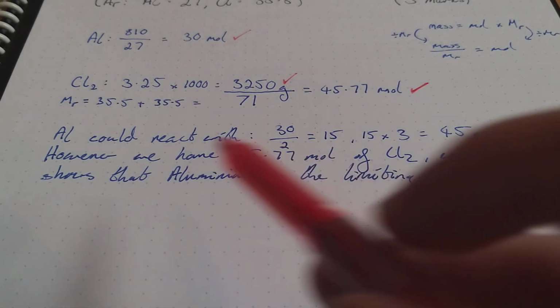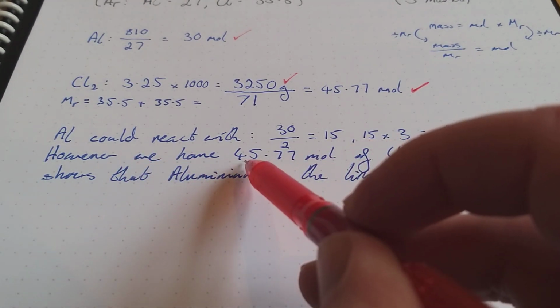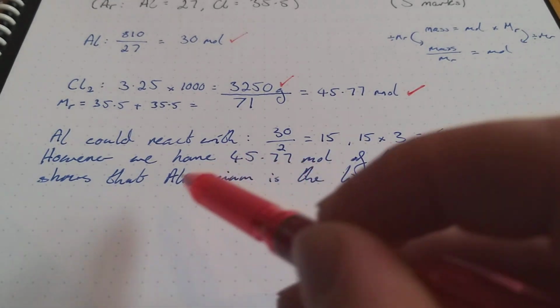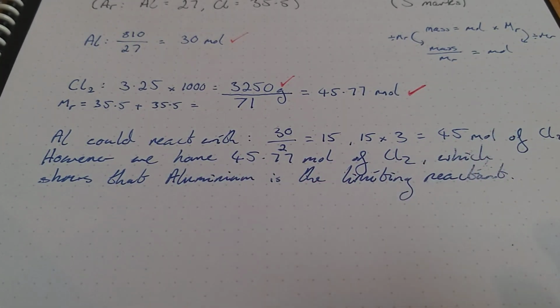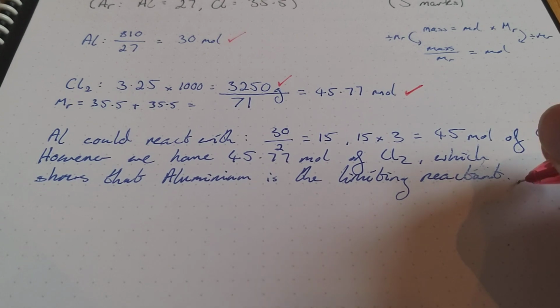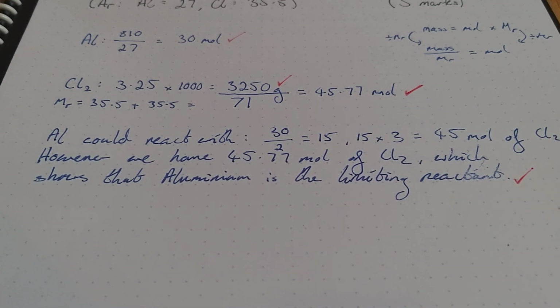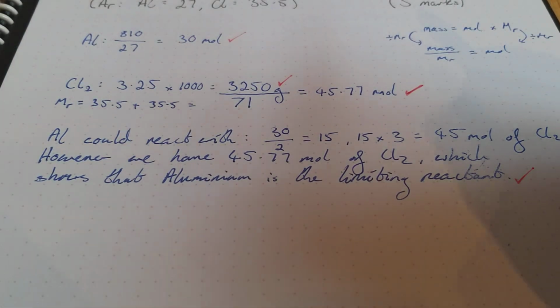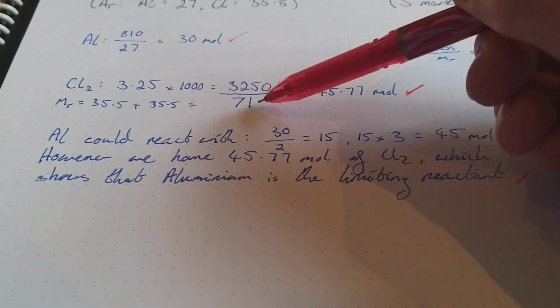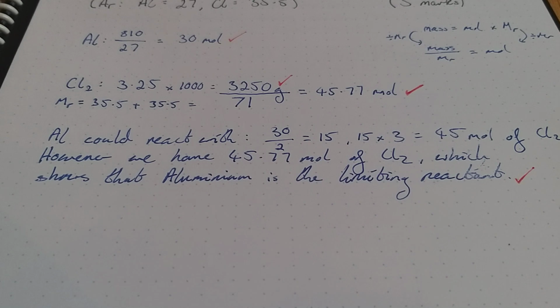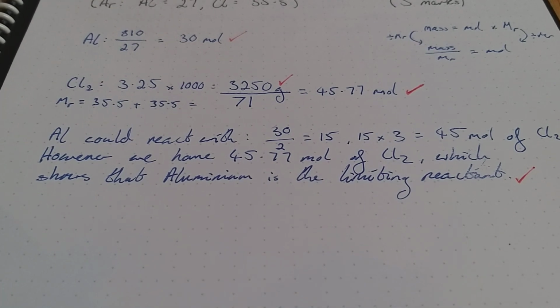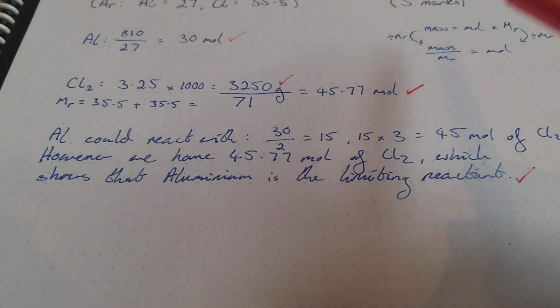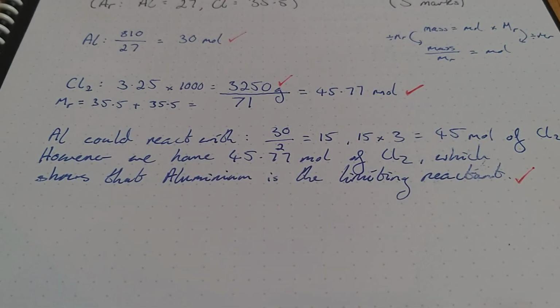And your final mark is for the explanation. However, there is 45.77 moles of chlorine, which shows that aluminium is the limiting reactant. So 1 mark for the explanation there. Okay. Sometimes, depending on the complexity of the question, you may also actually get a mark for calculating the MR of one of your compounds as well. Okay. So there we have it, our 5 marks using our mass equals moles times MR equation and using the molar ratio to work out what the limiting reactant is in a question.